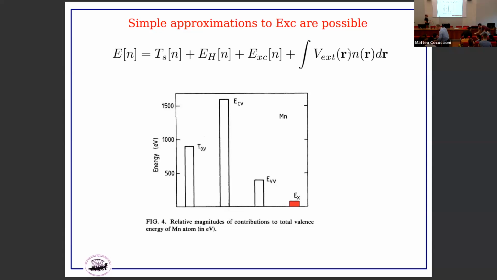Why can you hope that this is a good idea? Because the exchange and correlation energy is a small fraction of the total energy. So if you take an atom, I think manganese, and do Hartree-Fock for manganese, you see that the largest part of the energy is the electron-ion interaction. Second largest is the kinetic energy of the electrons in Hartree-Fock theory. Then you have the electron-electron interaction, and then exchange. The correlation, which is not included in Hartree-Fock, is actually smaller than exchange.